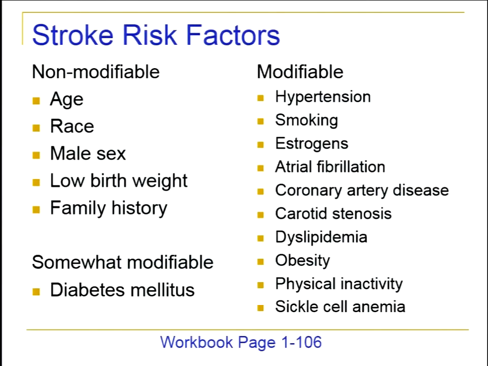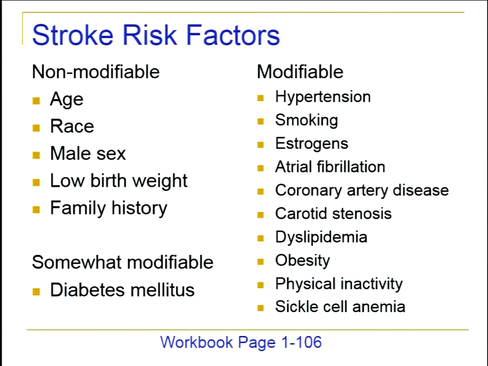So let's think about stroke risk factors and what they are. We have non-modifiable and modifiable and somewhat modifiable ones. The non-modifiable ones are obviously things we can't do anything about, so things you're born with: age, race, sex, low birth weight, and family history. So those we can't change for people. Diabetes, obviously we can modify, but the concern is we don't really know how much that helps prevent stroke risk, but we do, of course, control diabetes when possible.